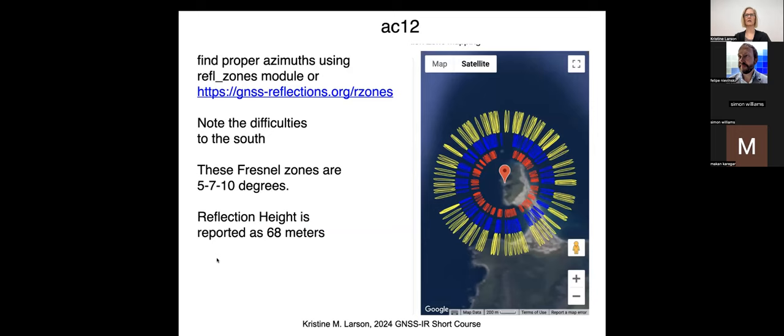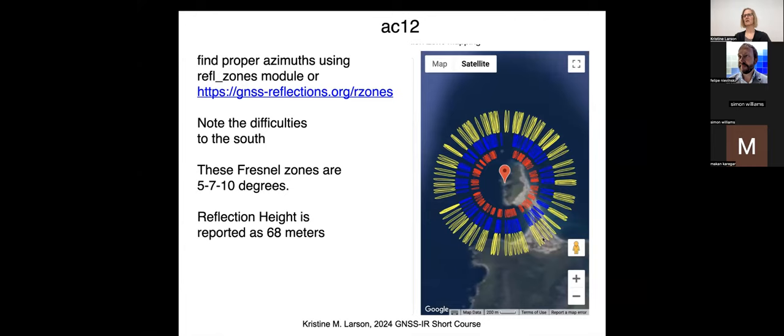The azimuth issue here, in addition to what Simon showed you, is that, at least in my example, it can be a little hard to see, but there's actually land underneath some of these Fresnel zones. So some of these yellow Fresnel zones are hitting the other part of the island. And we're going to see that in the data.